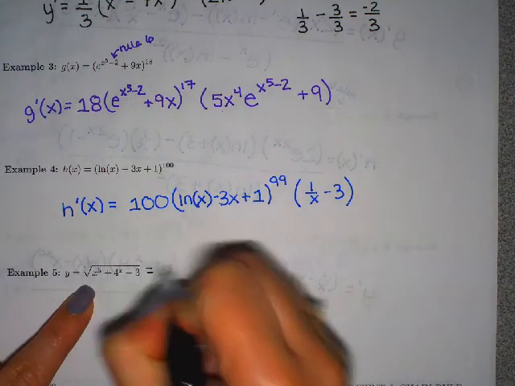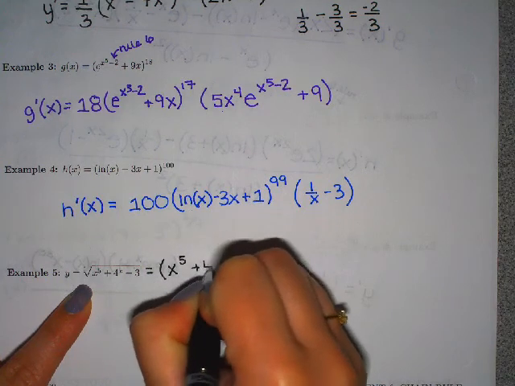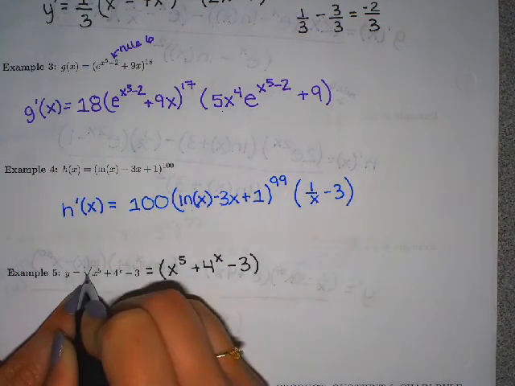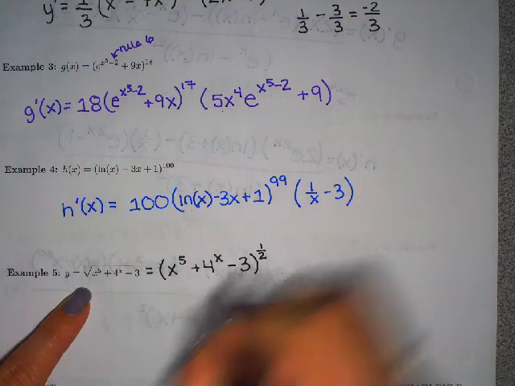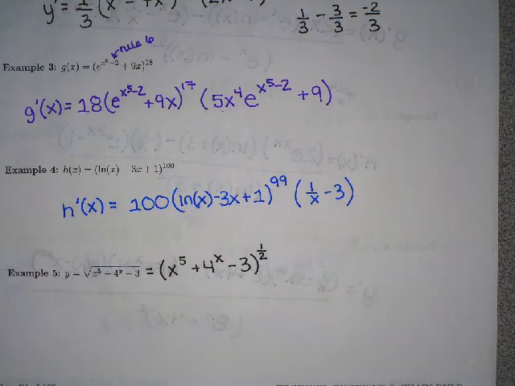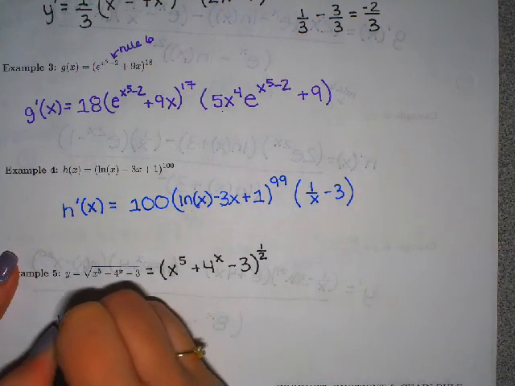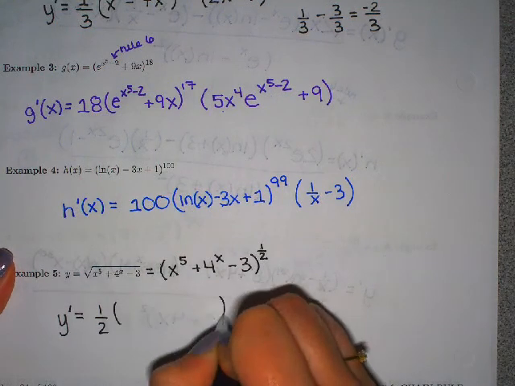This last one is one of the harder chain rules just because of algebra. We have to rewrite it to figure out what power it's raised to. So I have x to the 5th plus 4 to the x minus 3. And it's under a square root, which means it's raised to the 1/2. The power on the whole thing that's not written is 1, and the root when it's not written is 2. So it's to the 1/2. We're going to call the derivative y prime.